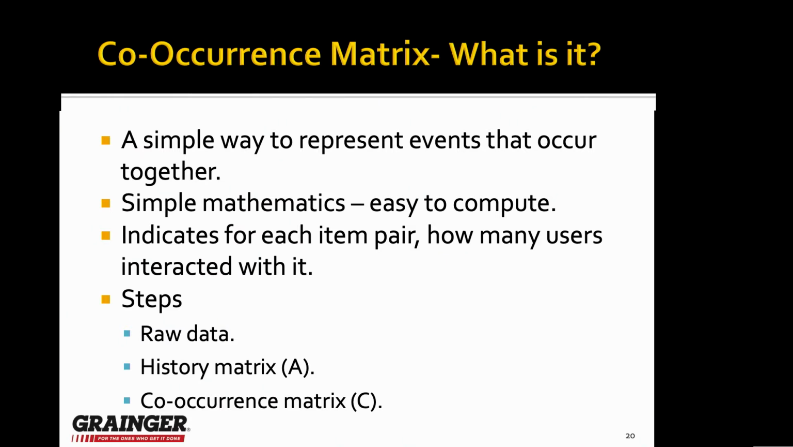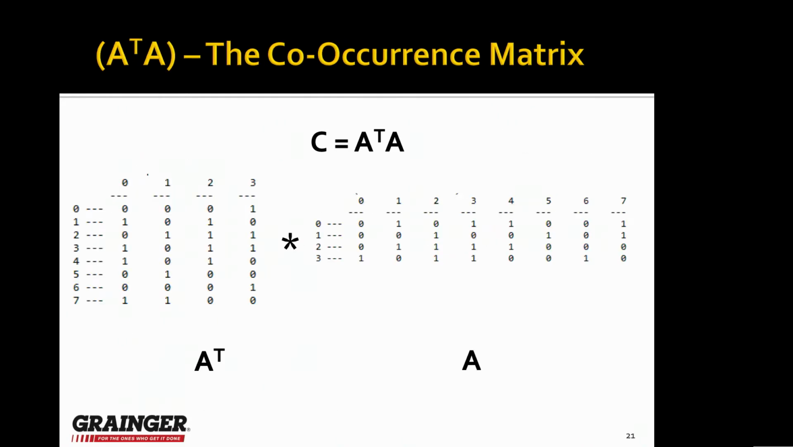It's A transpose times A. I think everybody did A transpose somewhere in high school, and you did that matrix multiply. So the fancy name of this matrix is really called the co-occurrence matrix. It's nothing more than multiplying A transpose times the matrix itself. Fairly simple mathematics, but the question is, what is this matrix telling us?